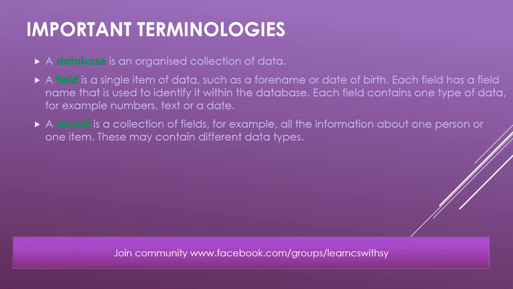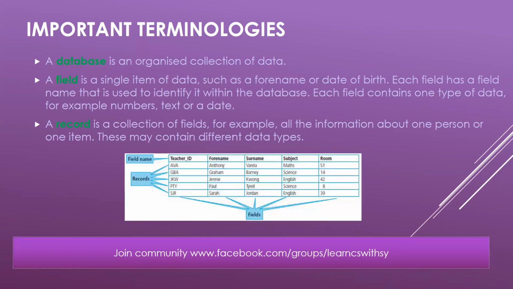After a field, what we need to know is a record. It's a collection of fields. For example, all the information about one person or one item or one event, and these may contain different data types. As an example, as you can see, the field names are teacher ID, forename, surname, subject, and room. And there are different records, as you can see here, AVA, Anthony, Verala, Maths, 51. These are linked with one person, and this is forming a record of one teacher.